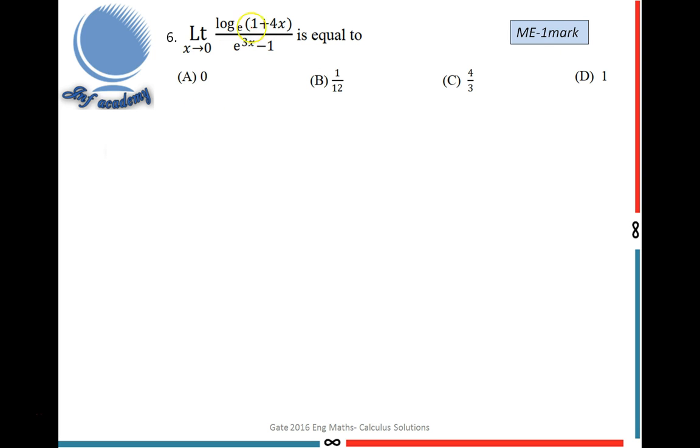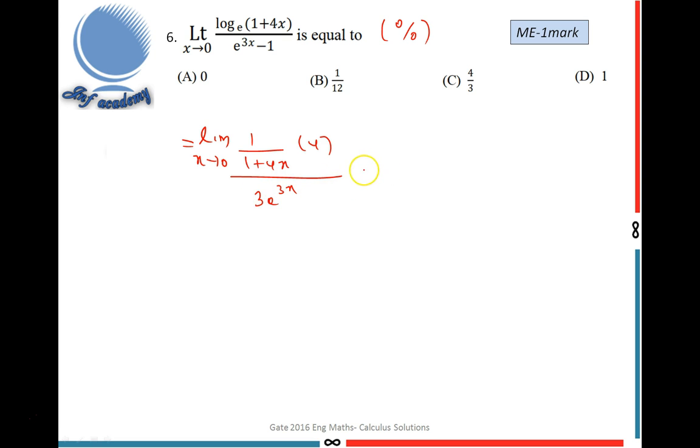I get log of 1 plus 4 into 0, which is 0. Log 1 is 0, and e power 0 minus 1: e power 0 is 1, 1 minus 1 is 0. So it is 0 by 0 form, indeterminate form. So in that case, I apply L'Hospital rule. The differentiation of the numerator, log of x is 1 by x, so 1 by 1 plus 4x into the differentiation of 4x, which is 4, divided by the differentiation of the denominator, which is 3 into e power 3x.